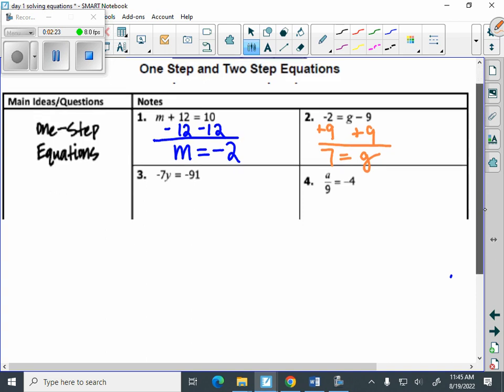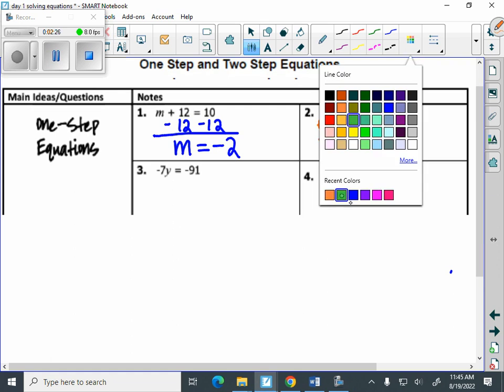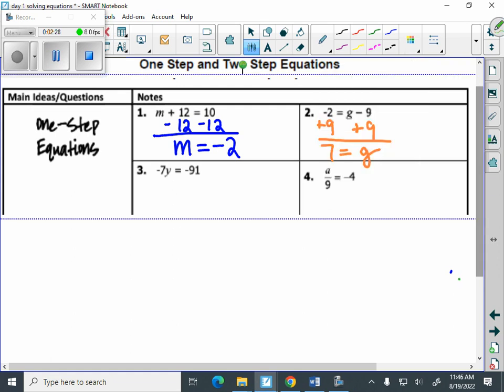As we look at example number 3 now, we've got multiplication in this problem: negative 7 times y. We want to undo the multiplication, and its inverse operation is to divide. So we're going to divide by negative 7 here, and we're going to divide by negative 7 here. That's going to give us our value of y, and a negative divided by a negative is a positive, so it's going to be 13, I believe. Let me think just briefly. Yes.